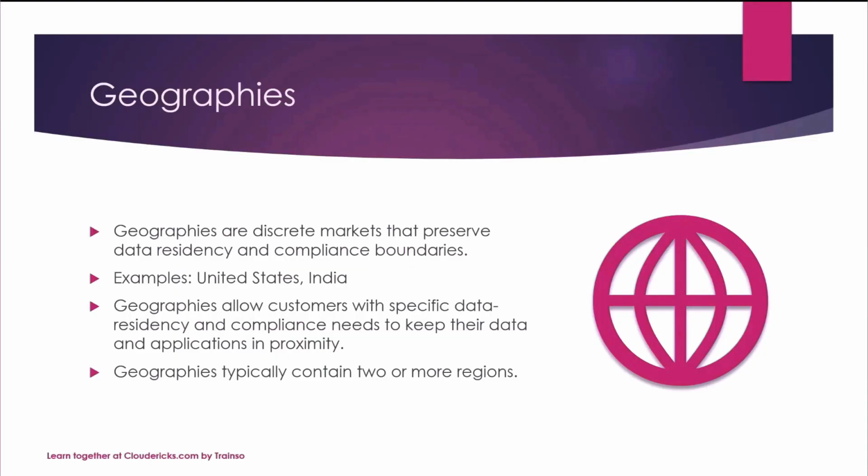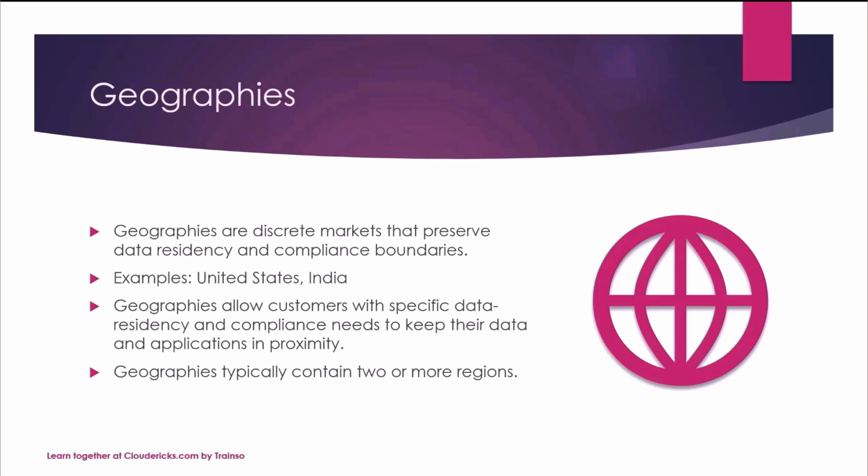Geographies are discrete markets that preserve data residency and compliance boundaries. Examples include United States, India, etc. Geographies thus allow customers with specific data residency and compliance needs to keep their data and applications in proximity. For example, some countries may require that data of their citizens stay within that country itself. Geographies generally represent such compliance boundaries. Geographies typically contain 2 or more regions.